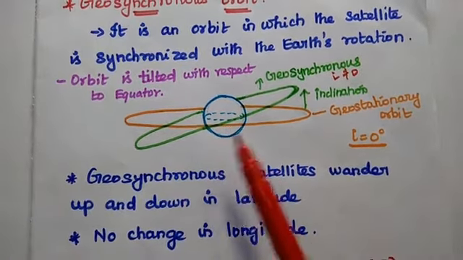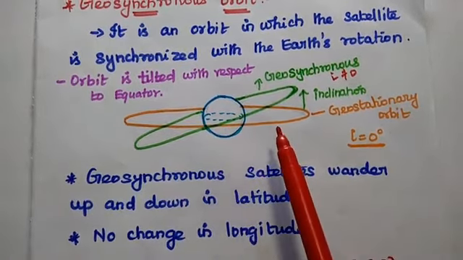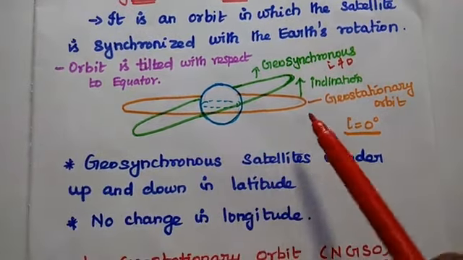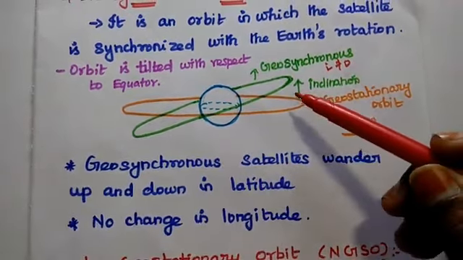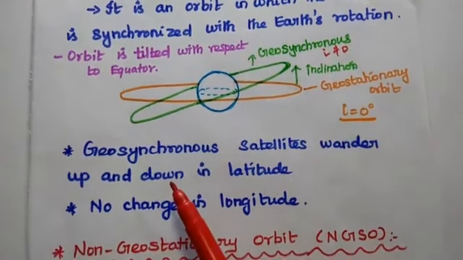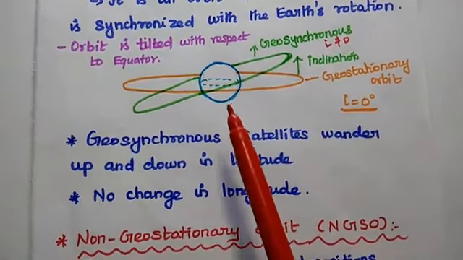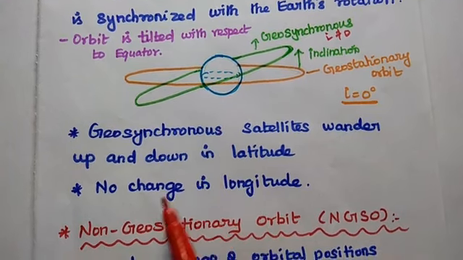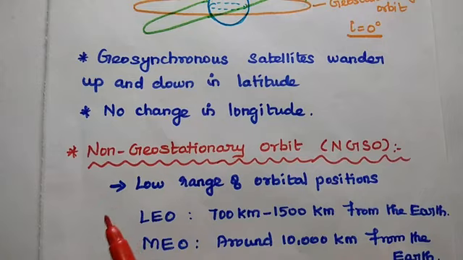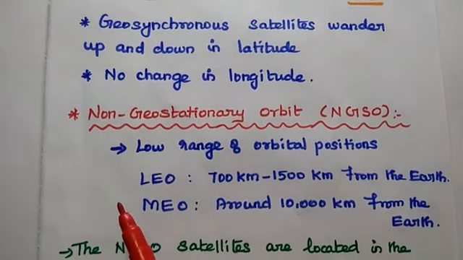So this is the diagrammatic representation. This one is geostationary. This one is geosynchronous. So there is a change in latitude, not in longitude. Do you all understand this one? So geosynchronous satellites wander up and down in latitude and not in longitude. Okay. So next one is non-geostationary orbit.